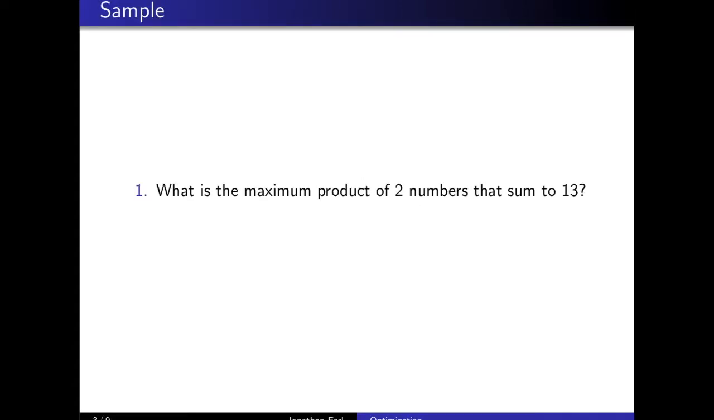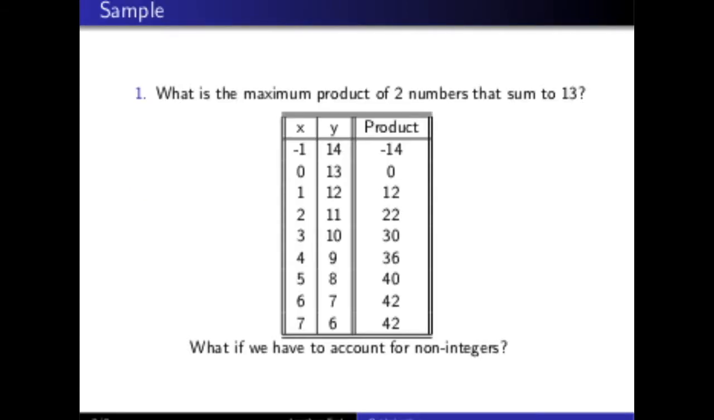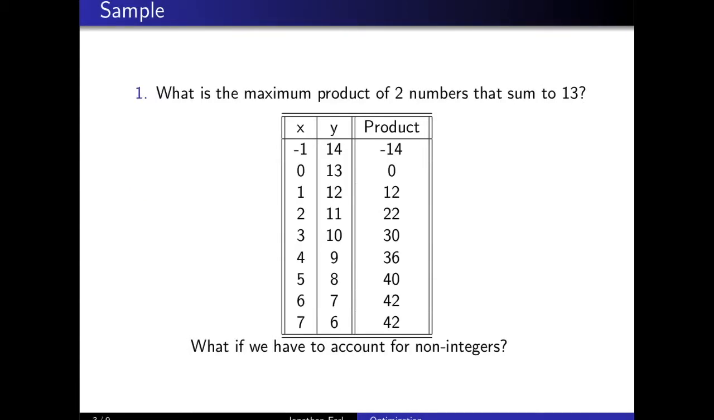Okay, so a simple example of this. Suppose we want to maximize the product of two numbers, and we require that these two numbers sum up to 13. Okay, so we want to see how we could go about doing this. Well, one thing that we might think to do is just start making a table of values. So take various different numbers that sum up to 13 and see what you get when you multiply them together. And from this, we see that we're getting the biggest product when our numbers are 6 and 7.